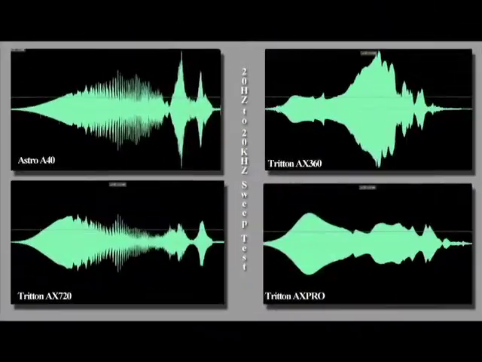Here we go. First one we'll start with is the Astro A40s. This is a frequency sweep from 20 hertz to 20,000 hertz. All the headsets claim they can do 20 to 20,000, and this is showing whether or not they can and how well they actually do that. The A40s from 20 hertz, which would be on the far left here, to 20,000 hertz, which would be on the far right.